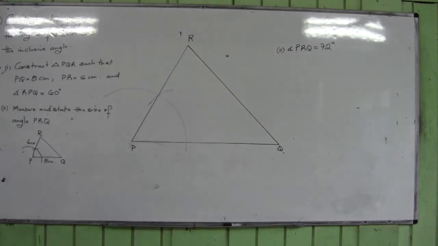Two things. If your drawing was not accurate, you're not going to get 72.